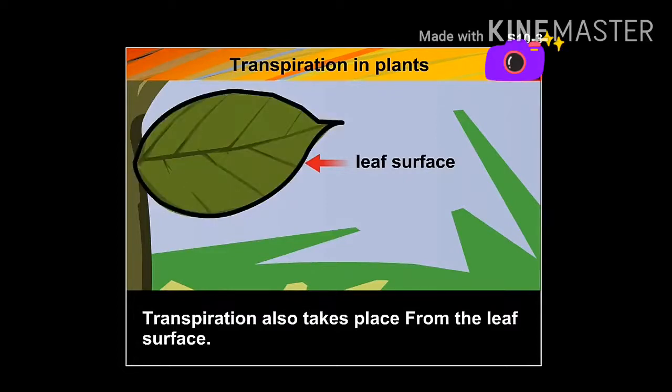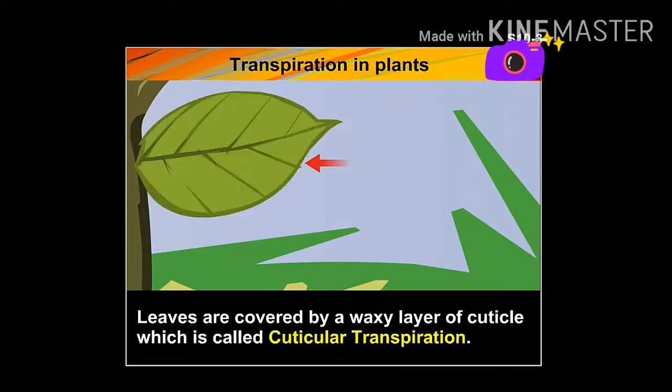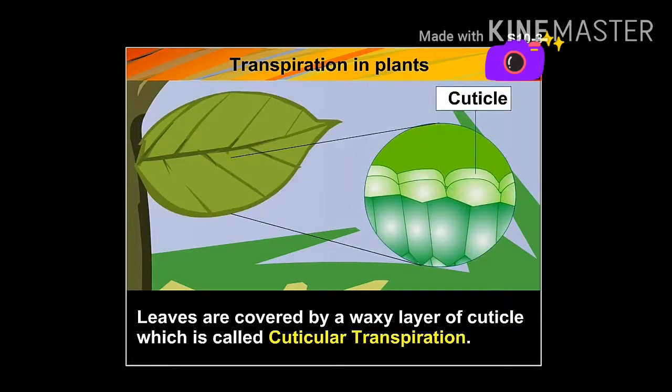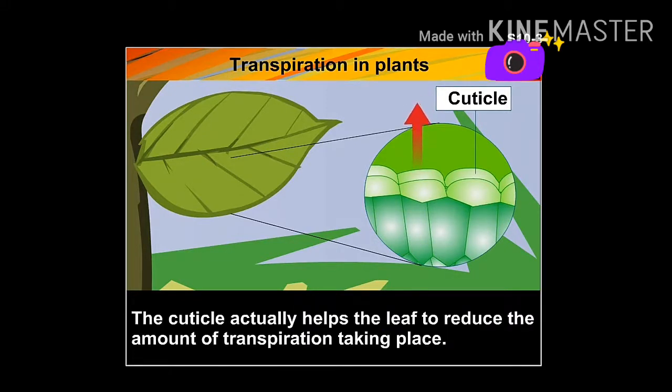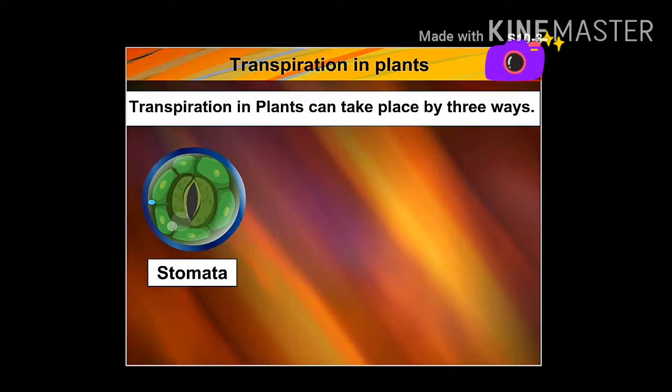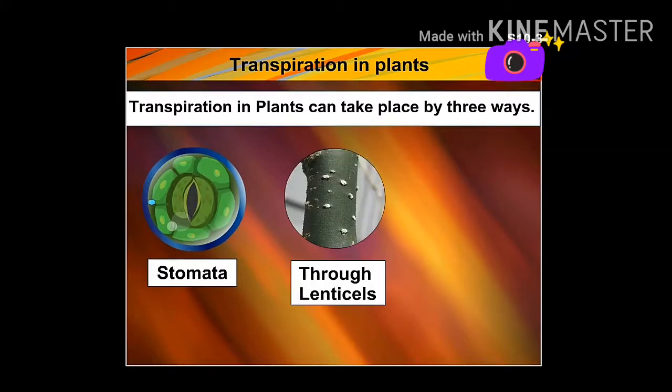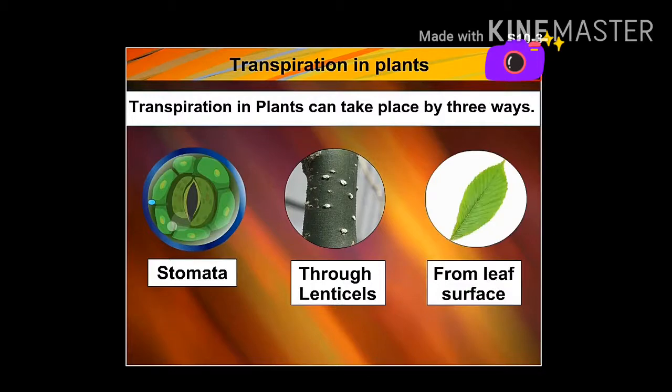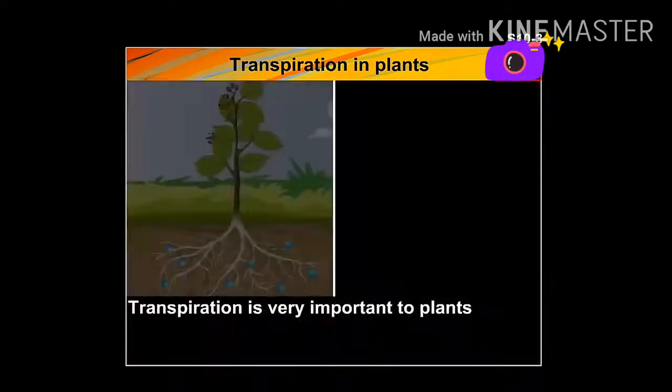Transpiration also takes place from the leaf surface. Leaves are covered by a waxy layer of cuticle, and this is called cuticular transpiration. The cuticle actually helps the leaf to reduce the amount of transpiration taking place. Transpiration in plants can take place in three ways: through stomata, through lenticels, and from the leaf surface.